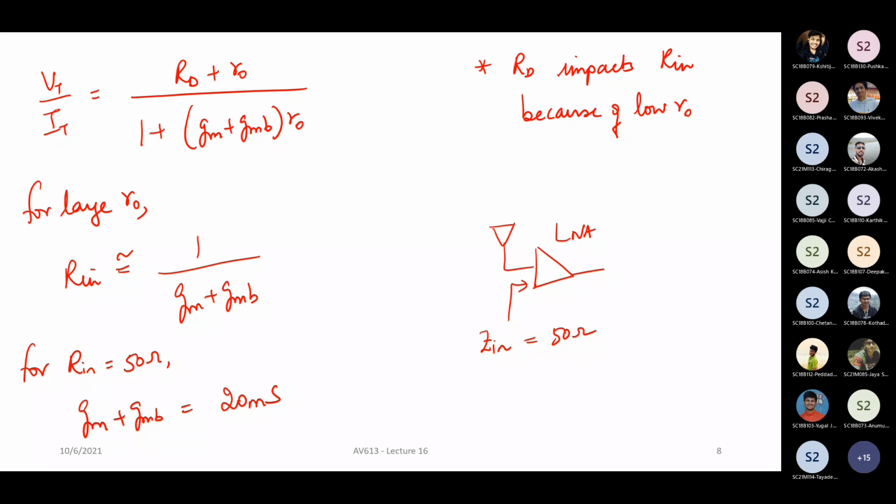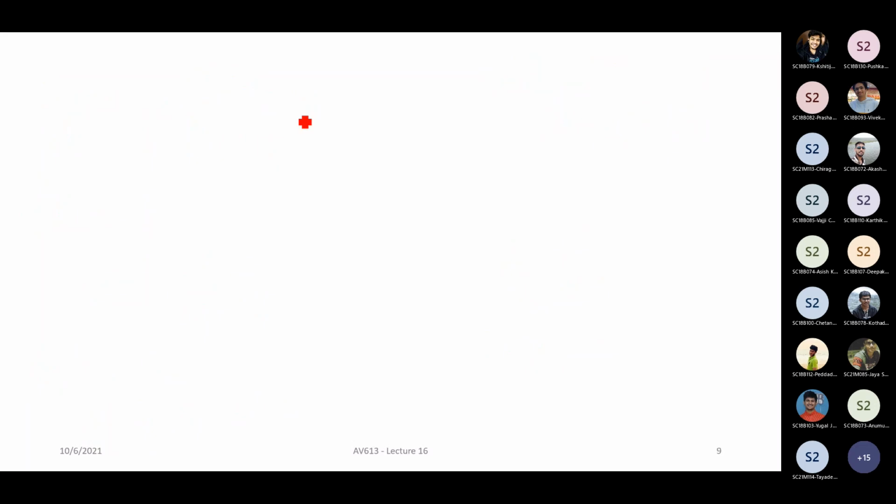All right. Now we have looked at the input impedance, we have looked at the output impedance, we have looked at the gain. Now what about the bandwidth? All right. Now let us look at the bandwidth aspect.